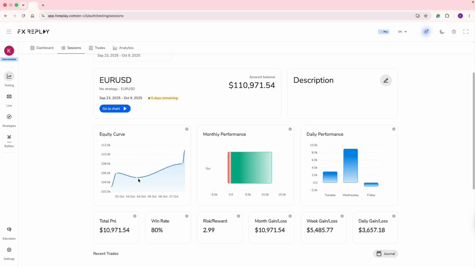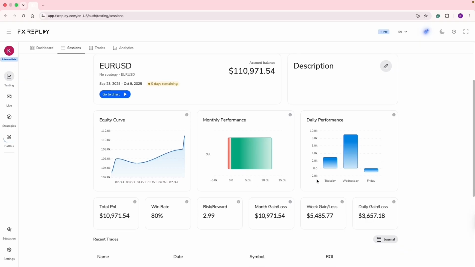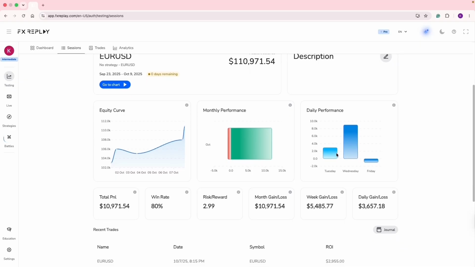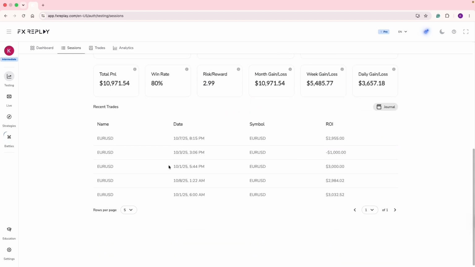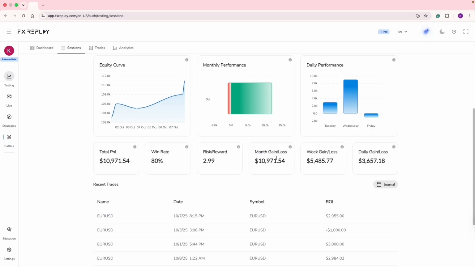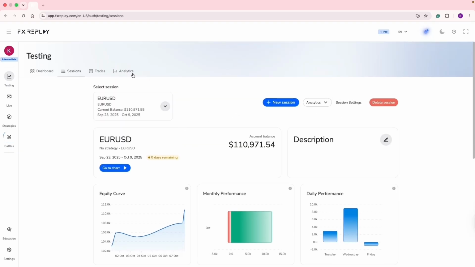You can see how ours is consistently going up, your monthly performance, and your daily performance. So you can actually see what days you perform better. On this one, it was Wednesdays and Tuesdays. And at the bottom here, you can actually see each trade. But let's go to the analytics, where we can see more details about that session.